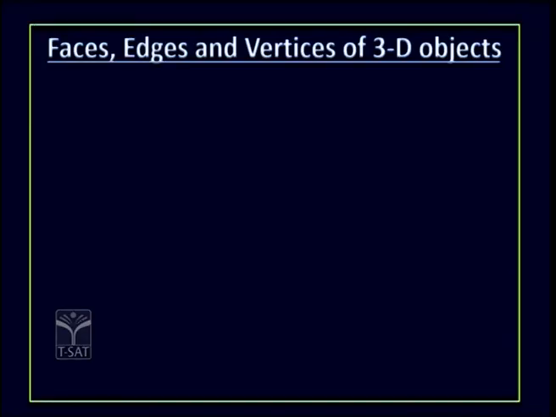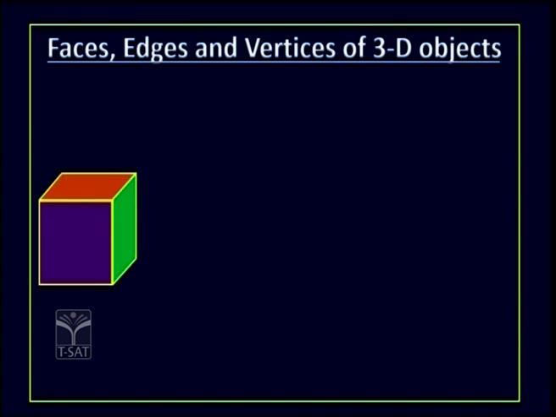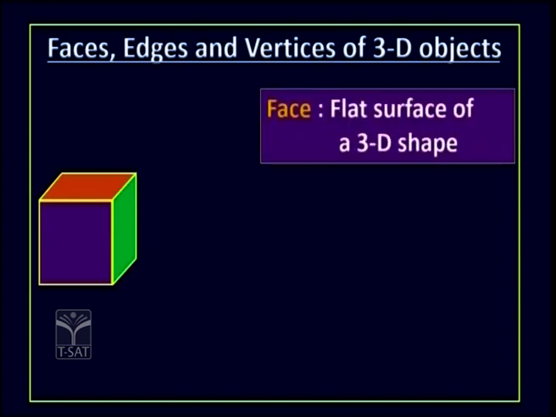Okay children, now let us understand how to find faces, edges and vertices of 3D objects. I am taking a cube here. First you should understand what a face is, children. A face is a flat surface of a 3D shape. Children, you are observing the cube here. This orange color surface, green color surface, and violet color surface are called faces.